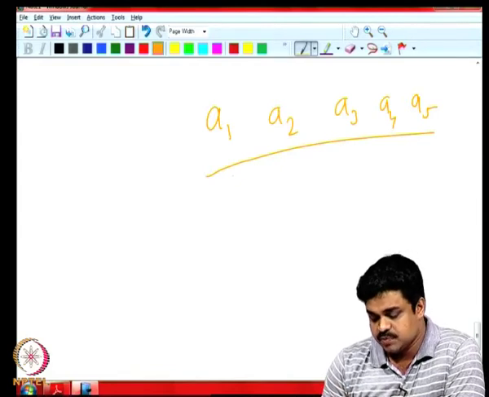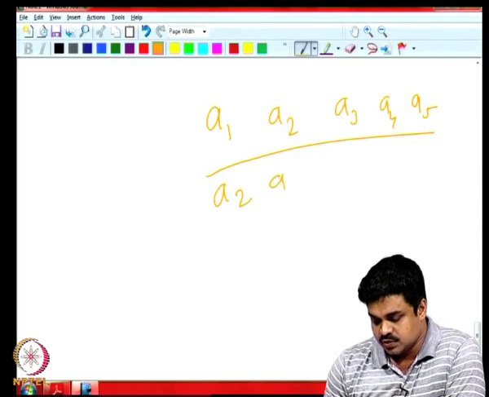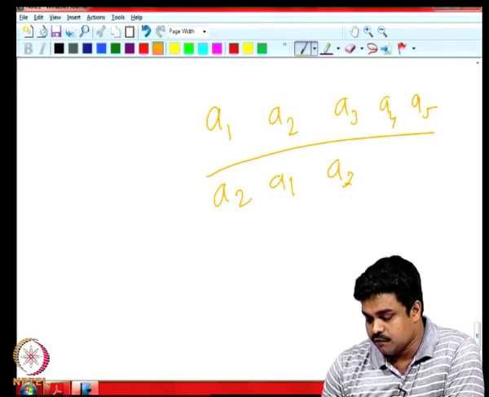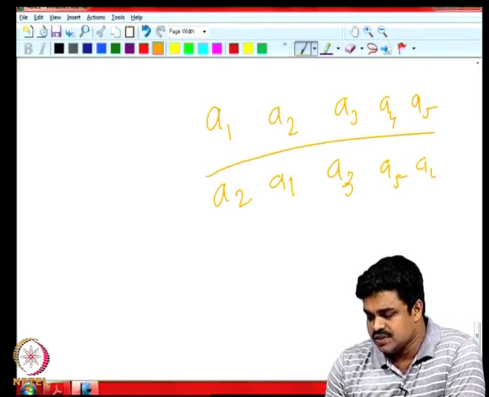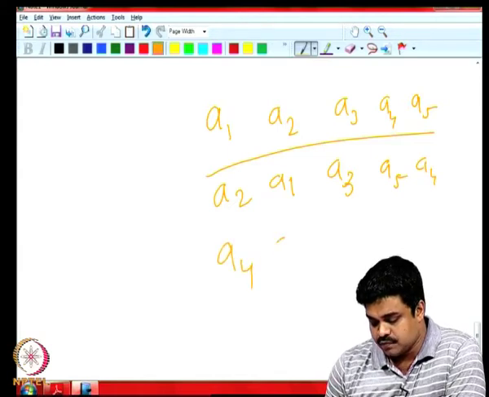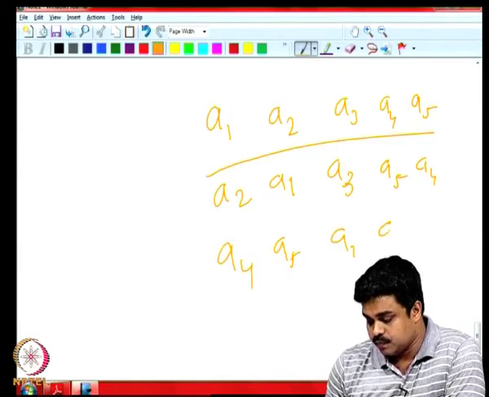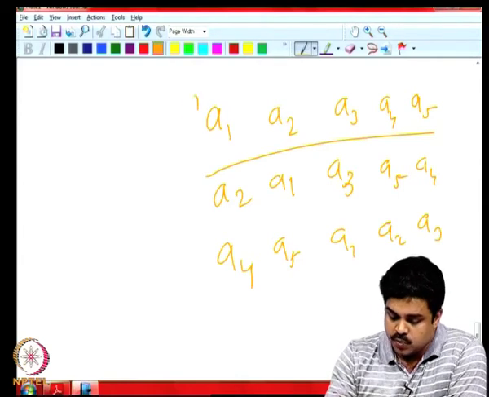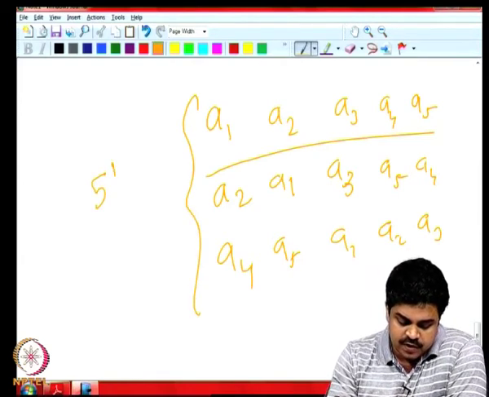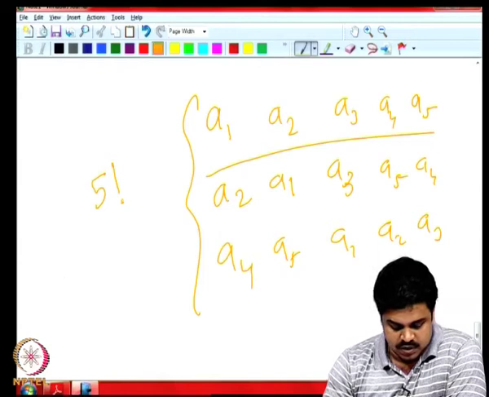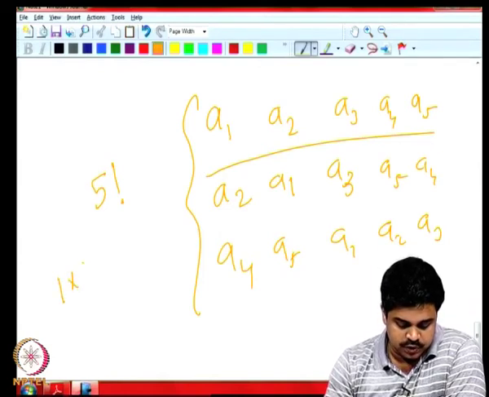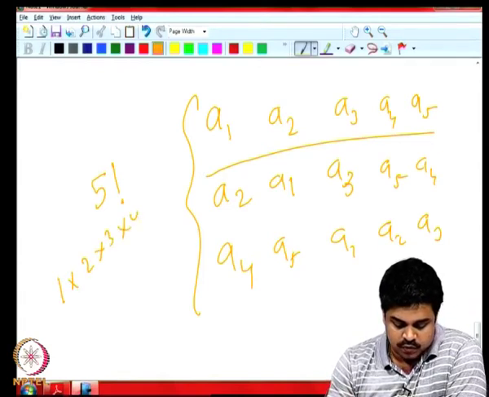So, we have seen that the permutations are, say, you could have started, so these are all permutations: A2, A1, A3, A5, A4, all ways of arranging it. A4, A5, A1, A2, A3. How many ways are there? We have seen that there are 5 factorial ways of doing this, which is 1 into 2 into 3 into 4 into 5.